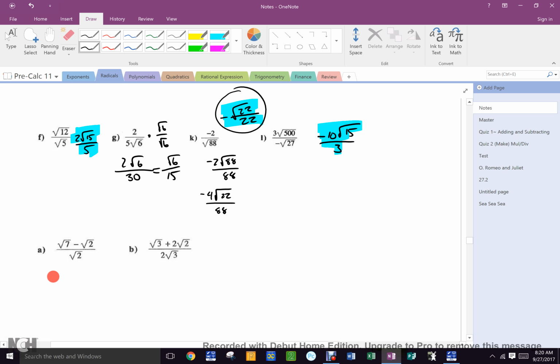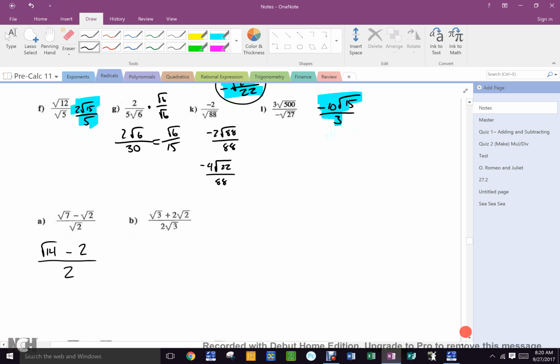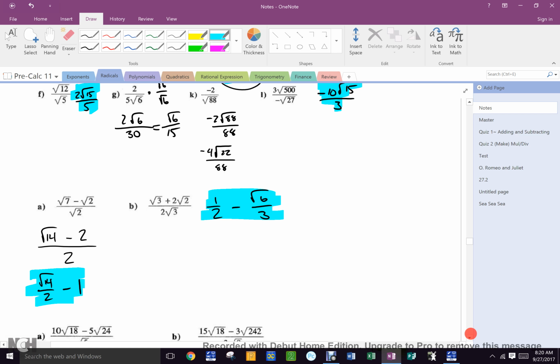And down to A here. Now, A here is weird because when you do the work, you're going to end up with that, right? Which you could simplify once more, technically, to root 14 over 2 minus 1. But I'm happy with either one. And then this one is 1/2 minus root 6 over 3. Everybody good there?